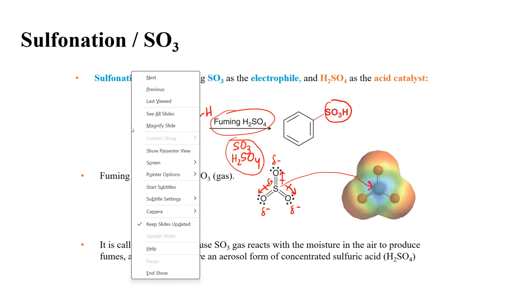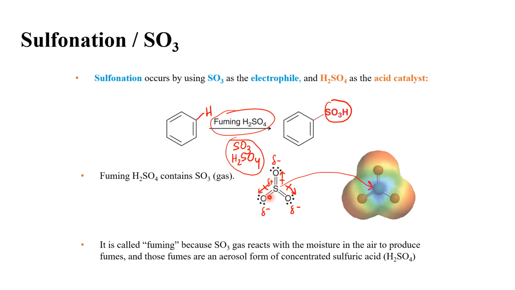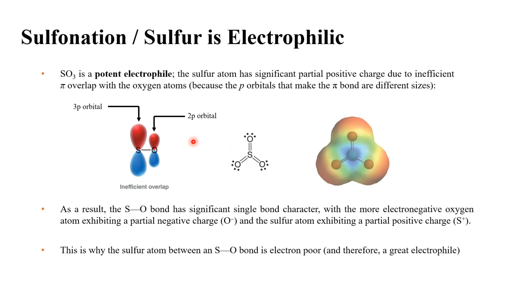But let's go back to asking ourselves this question of why is sulfur electrophilic? Why is SO3 electrophilic? We know the sulfur is partial positive, but an even more in-depth explanation as to why the sulfur is positive is because, hopefully you remember this, any double bond is an overlap of p orbitals, right? Like a carbon-carbon double bond is an overlap of two 2p orbitals. But a sulfur-oxygen double bond is an overlap of p orbitals that are different sizes, right?